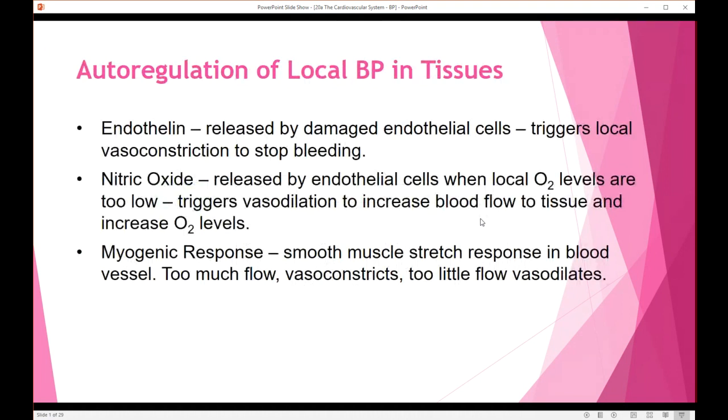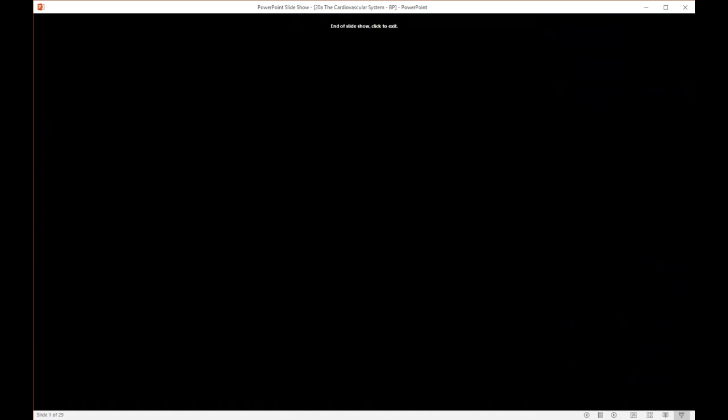We also have some autoregulation of local blood pressure within our tissues. Okay? Endothelin is released when we have any damaged endothelial cells. That triggers local vasoconstriction to help stop bleeding. Nitric oxide can be released by those same endothelial cells when we have low local oxygen levels. We can trigger vasodilation. And we have what's called the myogenic response, our smooth muscle stretch response in our blood vessels. When we get too much blood flow, we can vasoconstrict. Too low blood flow is going to vasodilate.